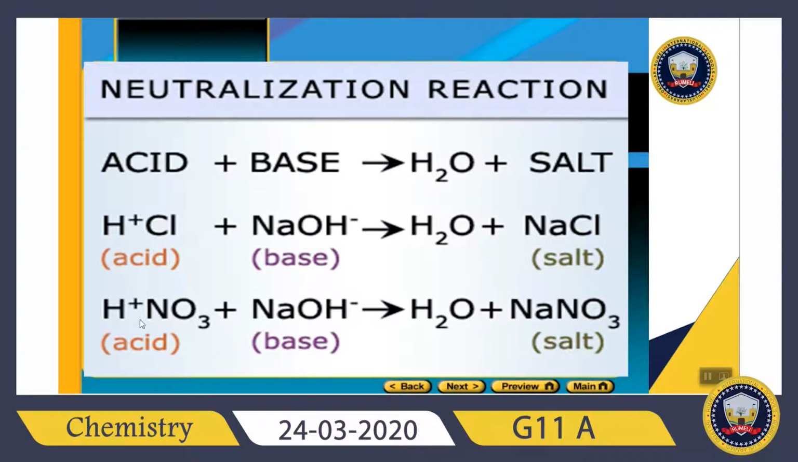Here, neutralization reaction: acid plus base will produce salt plus water. Acid like HCl, base like NaOH will produce salt like NaCl and H2O. Another example, acid like HNO3, these two acids are strong acids, plus NaOH, which is a strong base, they will produce NaNO3, sodium nitrate, as a salt, and H2O.